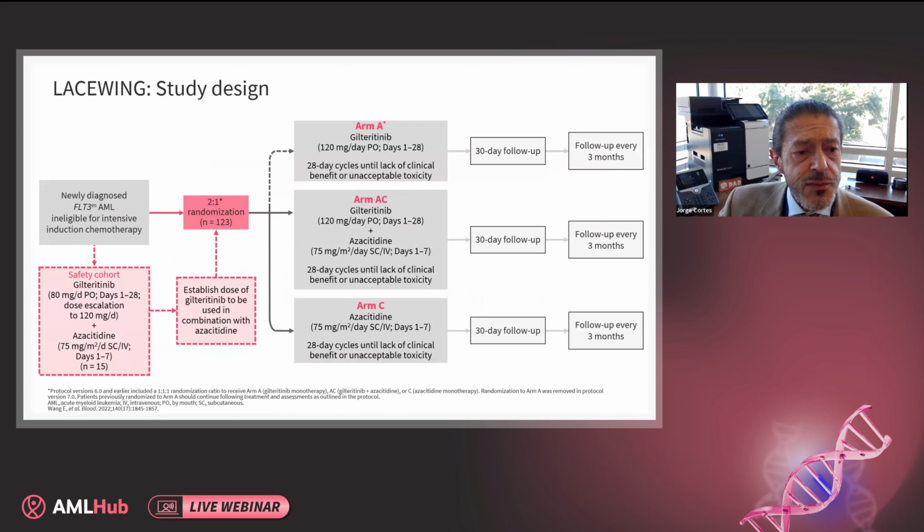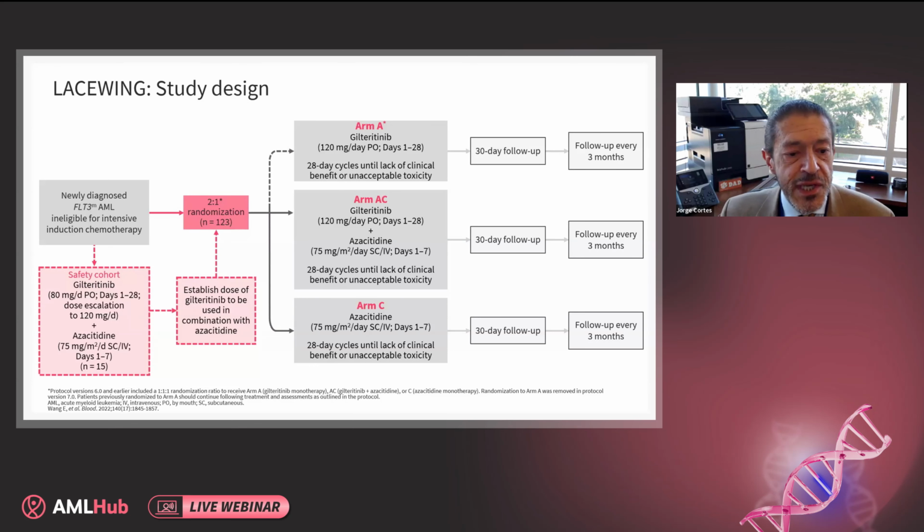Now, an interesting study was this one, looking at a different concept, doing lower intensity chemotherapy, in this case with gilteritinib, for newly diagnosed patients with FLT3 mutations. There were 3 arms, although one was dropped at the end. And so this essentially looked at azacitidine alone versus azacitidine plus gilteritinib.